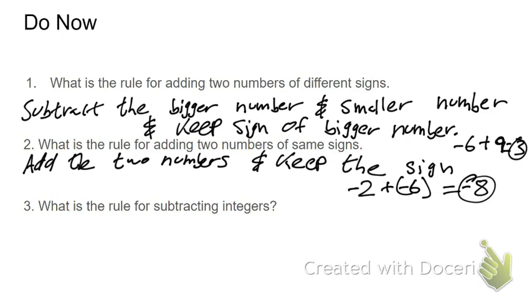Okay, so then what's the rule for subtracting integers? Basically, what's the rule for subtracting positive and negative numbers? So remember, what we want to do here is rewrite it as, I'm going to put this part in quotes because that's the important part, "adding the opposite."